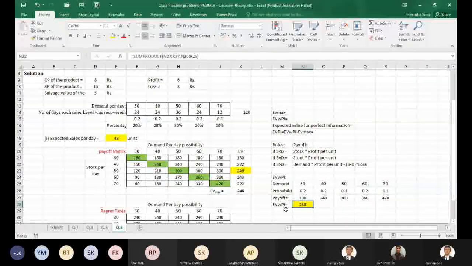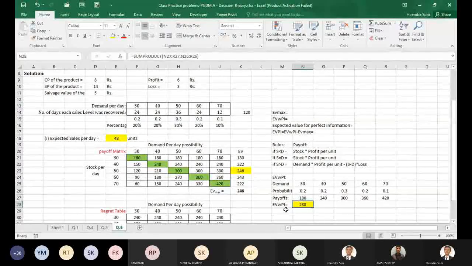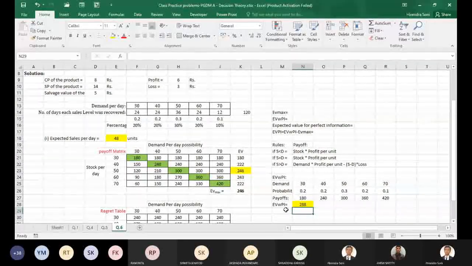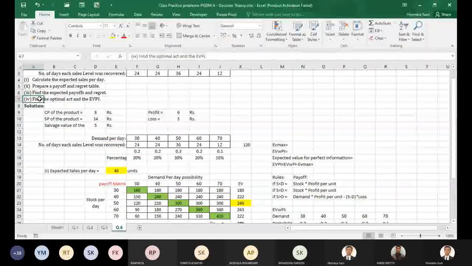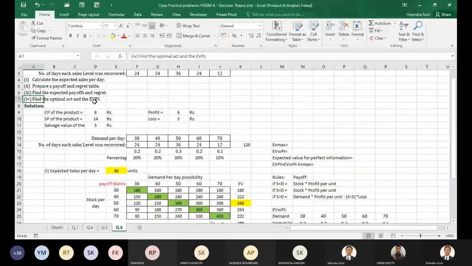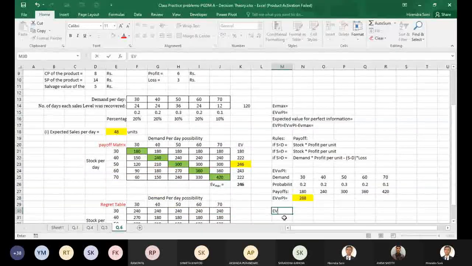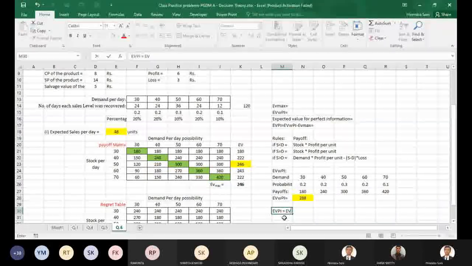So find the optimal stock होगा, ठीक है? And the EVPI, अभी हमको EVPI भी निकालना है. EVPI is expected value of perfect information. So expected value of perfect information is equal to expected value with perfect information minus EV max. Correct ना?